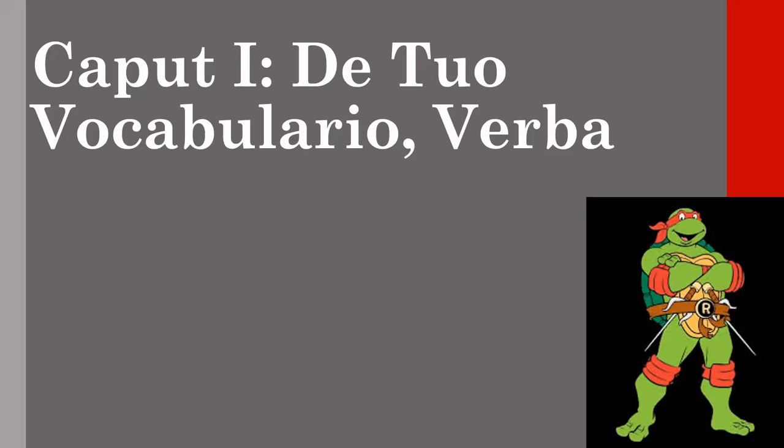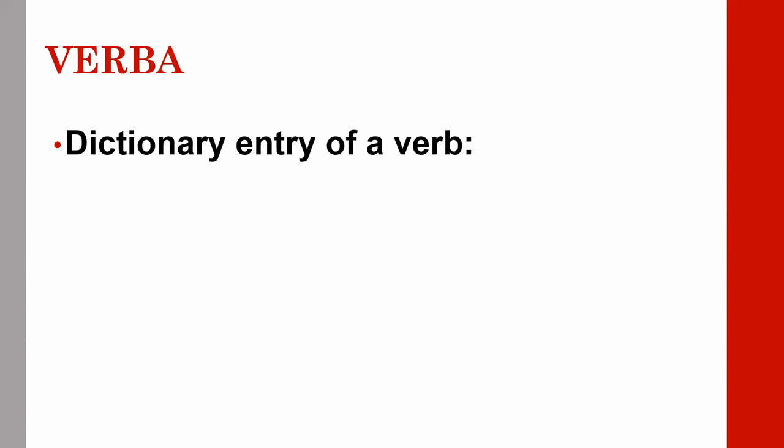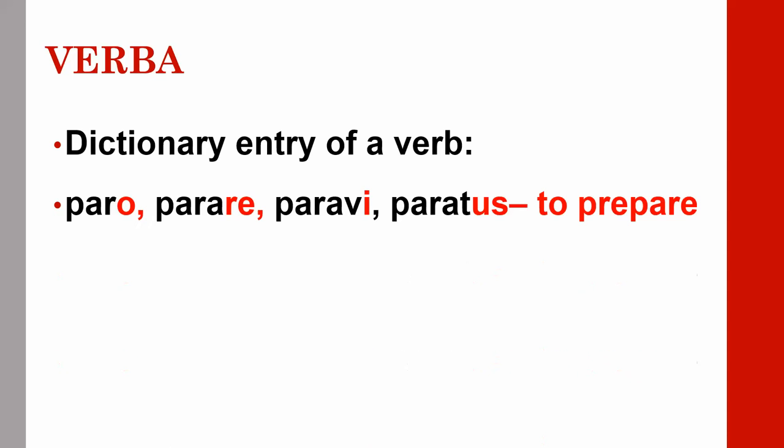That means about your vocabulary, verbs. Let's talk about verbs. So you may have noticed the dictionary entry of a verb looks like this. And this is common. This is the most common. You'll see 4 parts. So I've given you the exemplum, paro, parare, paravi, paratus, the verb for to prepare.